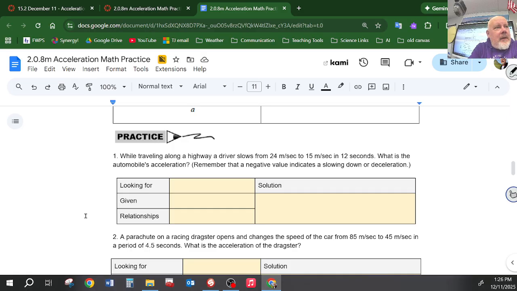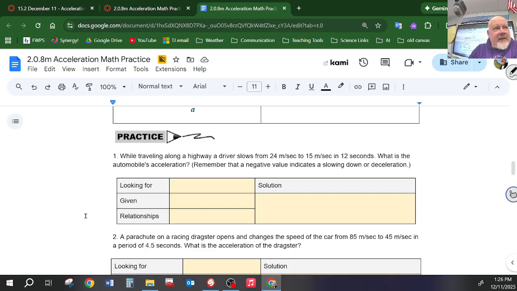24 is, when it says "from," that means that's the start. We're going to go from here to there. So "from" is the starting one, so that would be initial. And that's a velocity. All right. I know it's a velocity because it says meters per second. So this is going to be your velocity initial.